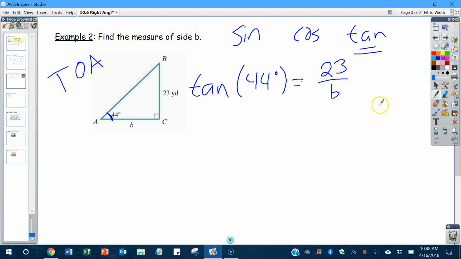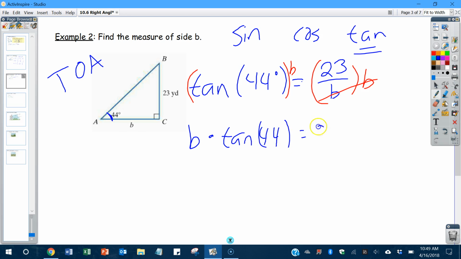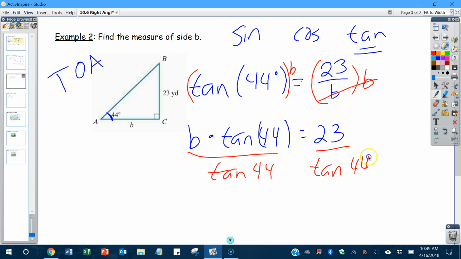I want to solve for B, so I'm going to multiply by B on both sides of the equation. On the right side, it cancels out. On the left-hand side, I get B times the tangent of 44 is equal to 23. Then I'm going to divide both sides by the tangent of 44. That's just a number. So that cancels on the left side, and I get B is equal to 23 over the tangent of 44.